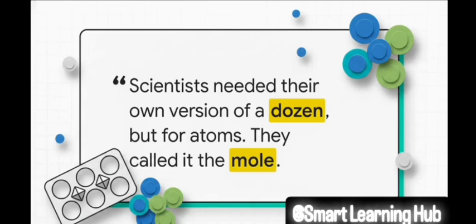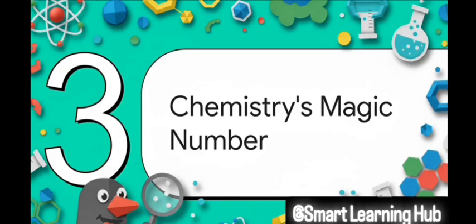And that's really the big idea right there. The mole is just chemistry's version of a dozen. It's a word that stands for a specific quantity, a package of atoms that scientists all over the world agree on. Okay, so if a dozen is the number 12, then what number does a mole represent?